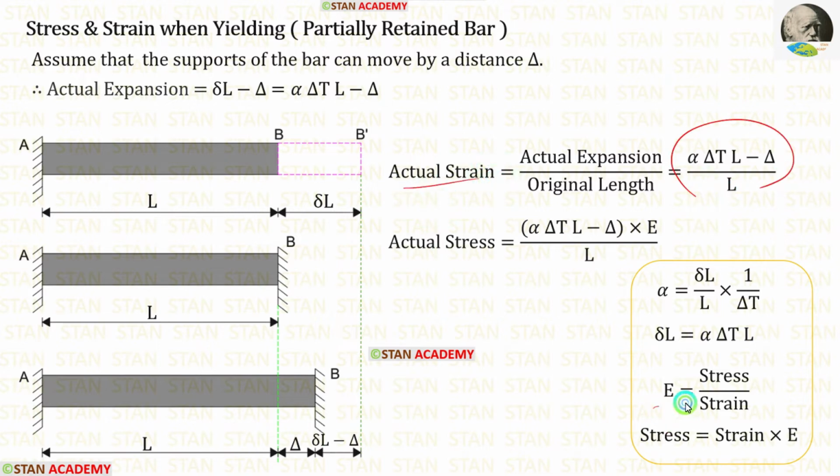We know that E is equal to stress upon strain. So stress is equal to strain into E. When we multiply this with the E, we will get actual stress.